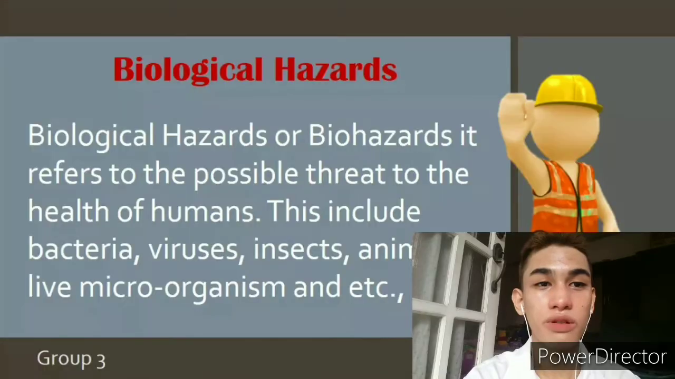The last category of hazard is biological hazard, also known as biohazards, which refers to possible threats to human health. This includes bacteria, viruses, insects, animals, and other living microorganisms.